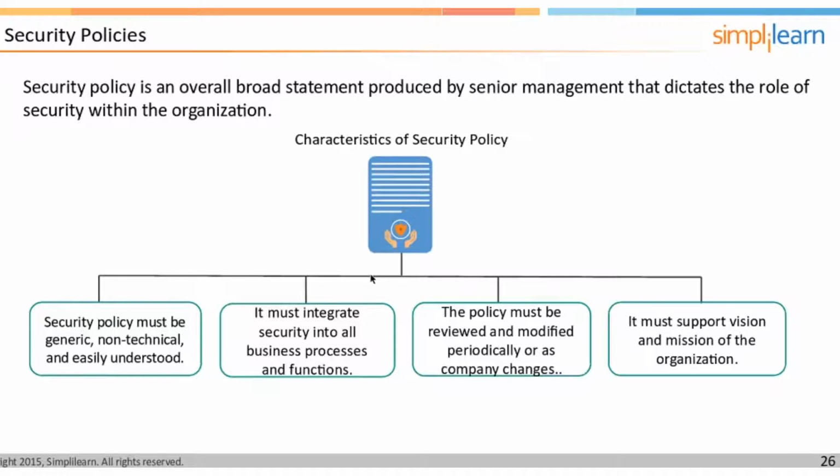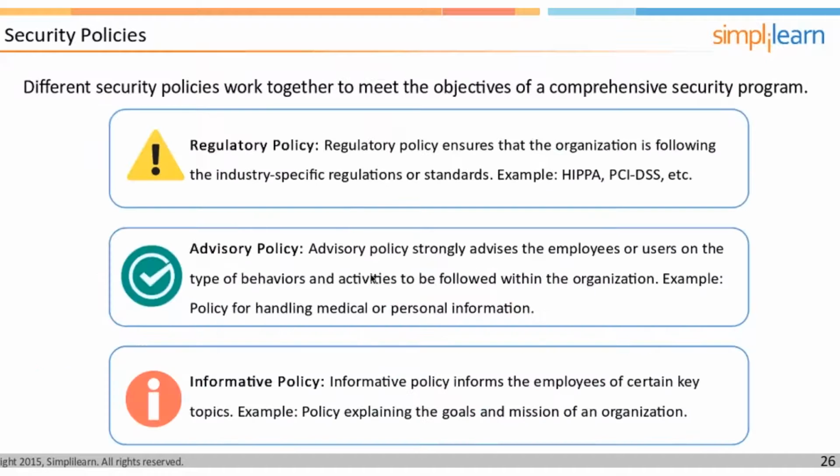The policy must be reviewed regularly, and whenever there's a change in the company. At least once a year is advised. It must support the vision and the mission of the organization, so the policy must be aligned to the vision and the mission. Okay, so that's a security policy, and there are different types of policies. They could be regulatory policies, which are very industry specific. For example, in medical, you'll have to follow HIPAA. In online e-commerce, PCI DSS, etc.